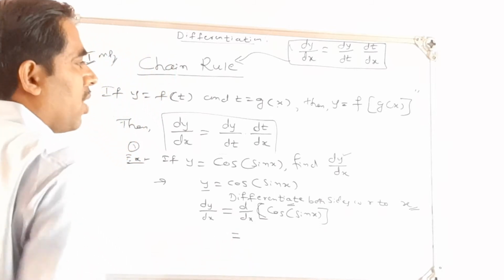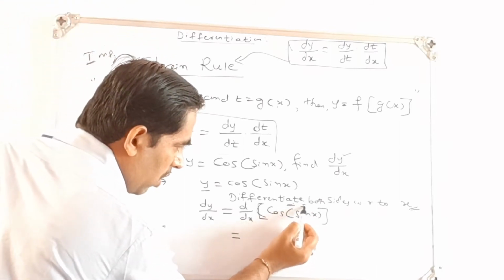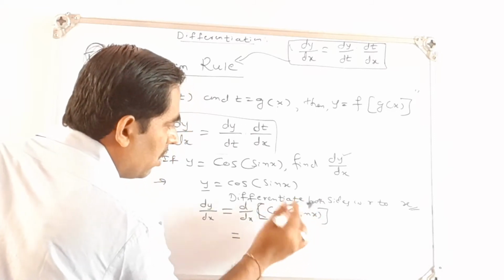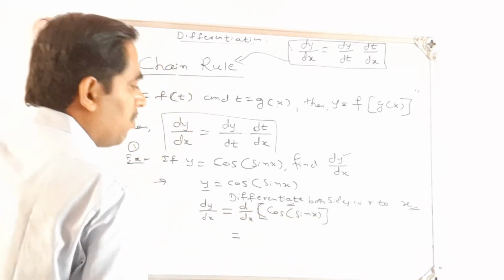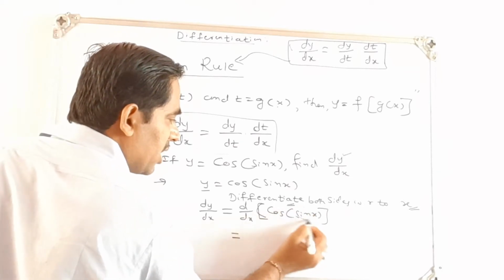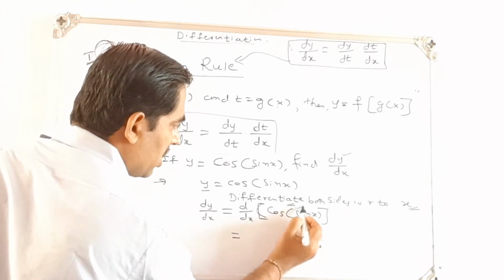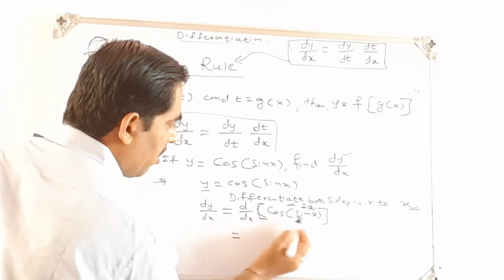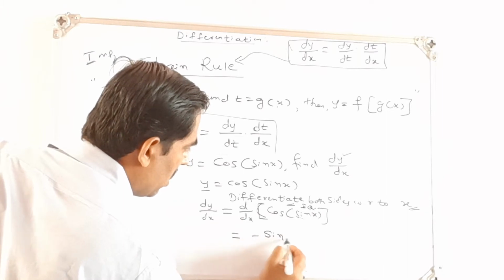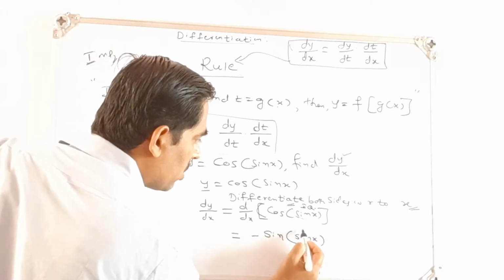So what should I write in the next step? Cosine. Cos x, this is the inner quantity. This whole thing is the inner quantity, whatever is in the bracket here, cos of sin x. You think this whole thing is x, and the derivative of cos x is what? Minus sin x. So x means what? That sin x. So this is the inner quantity.